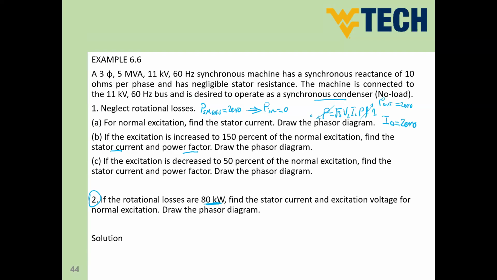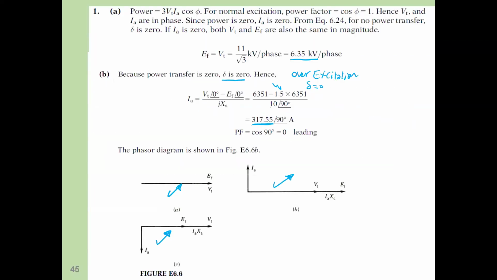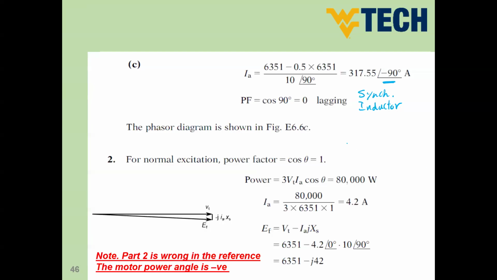Find the stator current and excitation volt for normal excitation. So normal excitation means, again, the current is in phase, power factor equals unity, and we need to get the stator current and draw the phasor diagram. So in this case, guys, since the power factor equals unity, we can say now 3 V phase I phase cosine theta equals 80 kilowatt. So we have the terminal volt, we have the power factor, so we can get the value of IA.